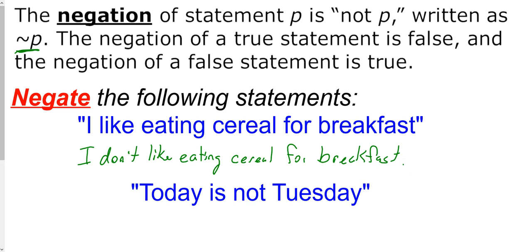So the negation is a lot like saying the opposite of what you want. So today is not Tuesday. The negation of that would just simply say today is Tuesday, as we would never say today is not Tuesday. So we simply take out the word not there.